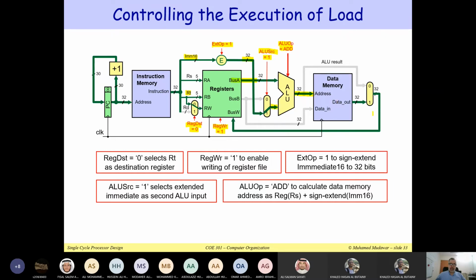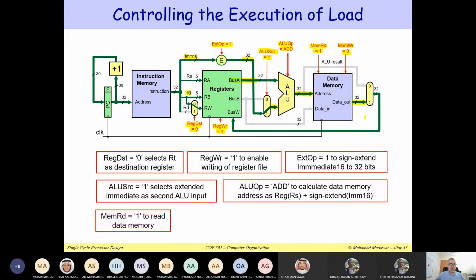Now, once we have this address, we need to control this data memory. So I'm going to say that memory read is equal to 1 because it's a load instruction, and memory write equal to 0. So that's a load, it's not a store, so that's memory write equal to 0. The data will be available at the output of the data memory. Of course, after the delay inside the data memory, we get the data at the output.